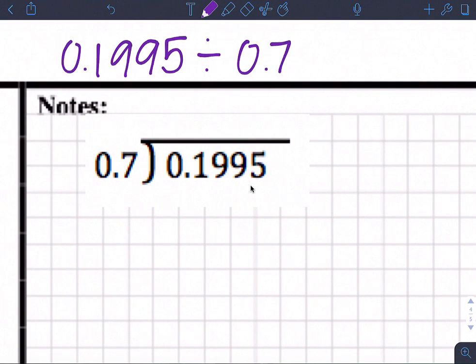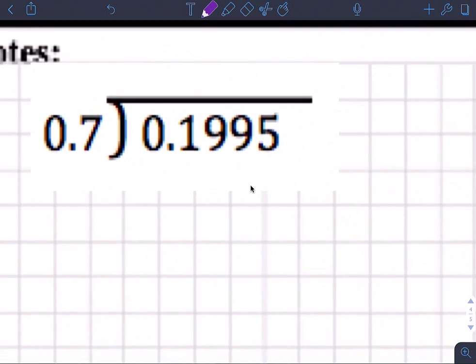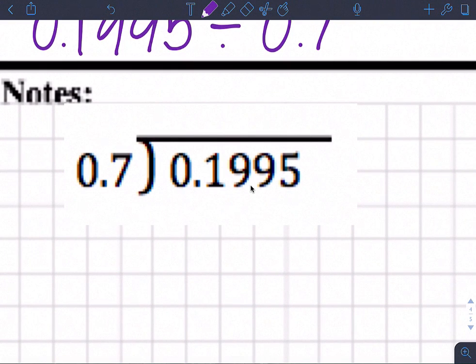Notice that the first number goes on the inside, second number on the outside. Now, the first thing that we need to do is check the number that's on the outside. Is it a whole number? If not, we're going to move it until it is. So that 0.7 becomes a 7. And then whatever we do to the outside, we need to do to the inside.